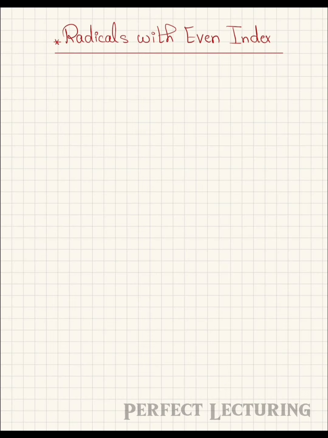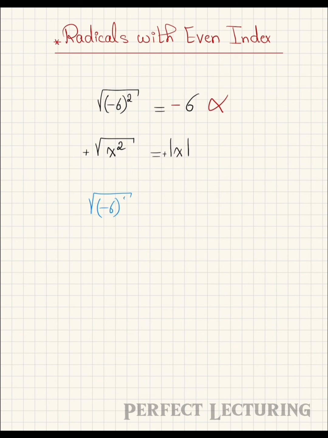Another mistake with radicals is when we have an even index. Let us start with an example in the square roots. If we have the square root of minus 6 all to the power of 2, the answer is 6. However, some students put minus 6, and again, this is wrong. Why? Because, as I explained in the previous video, the square root of x to the power of 2 is equal to the absolute value of x, which means the square root of minus 6 all to the power of 2 is equal to the absolute value of negative 6, which is equal to 6.